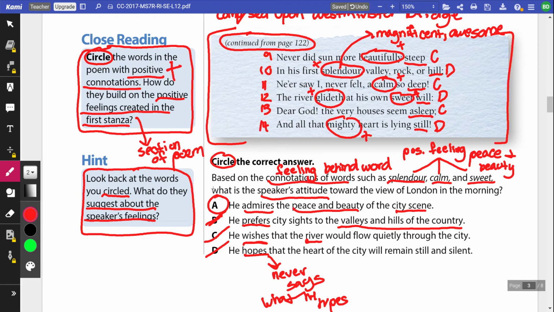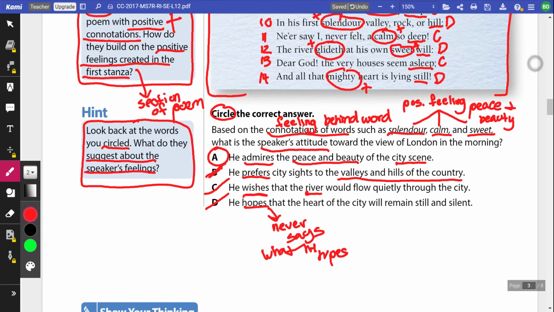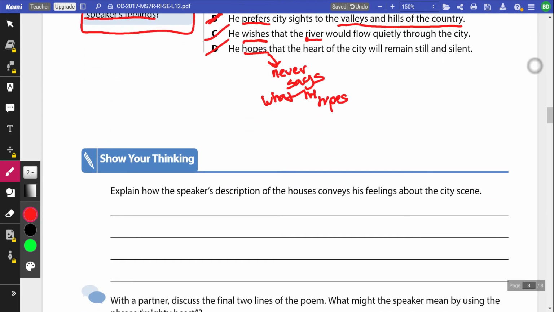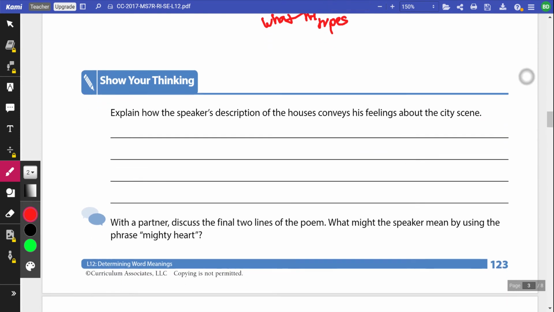He admires the beauty and peace of the city scene. And we can definitely agree that this is the correct answer, based on the words he chose that have a lot of positive feeling, positive tone behind them. He definitely likes the city. He likes standing on top of the bridge looking at it, right? So, now that we have established that, let's go down to the show your thinking section at the bottom.